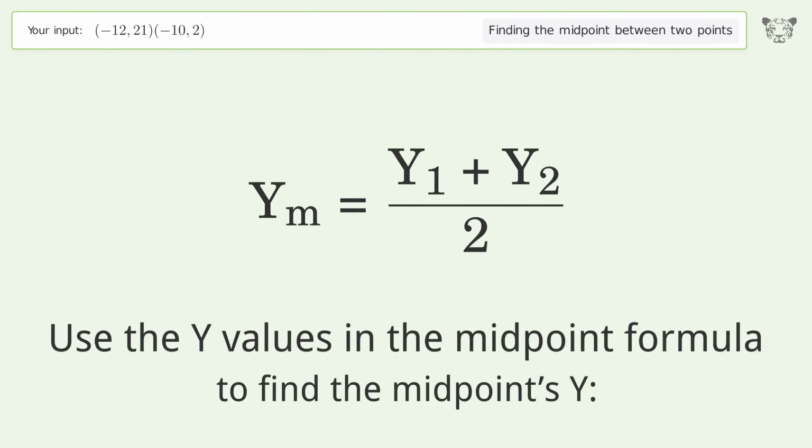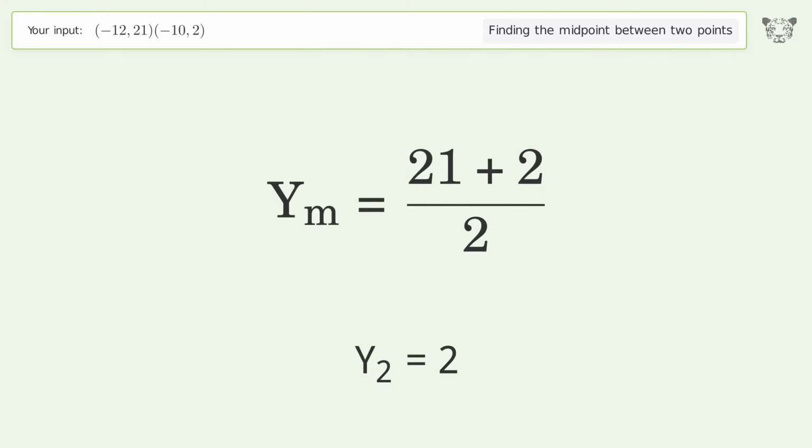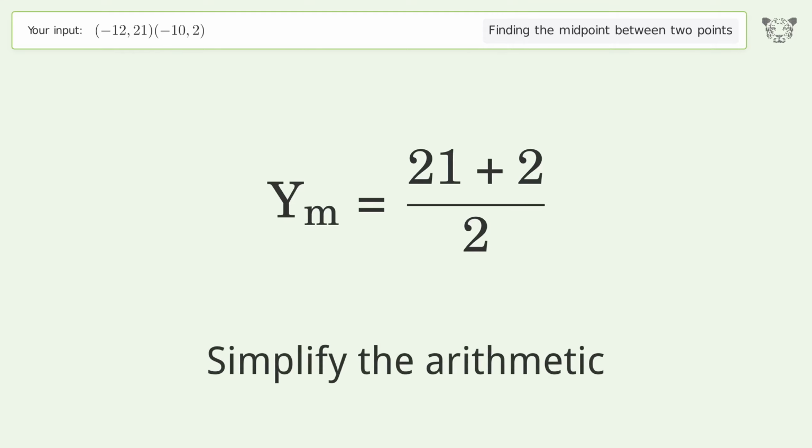Use the y values in the midpoint formula to find the midpoint's y. y1 equals 21. y2 equals 2. Simplify the arithmetic.